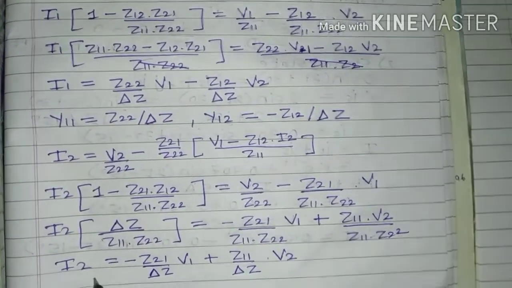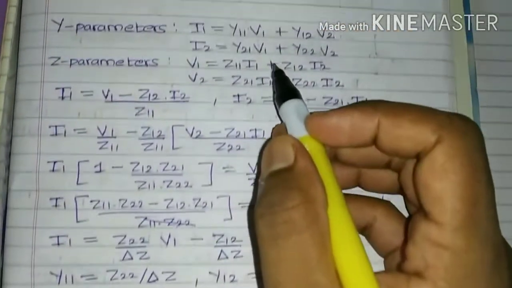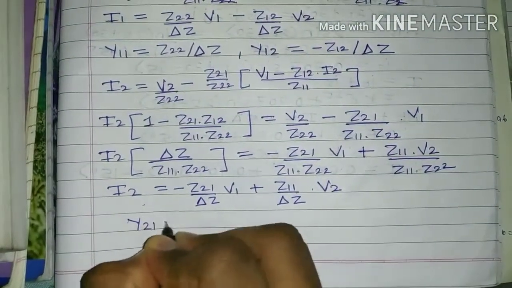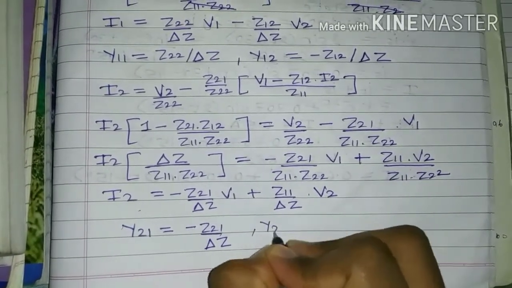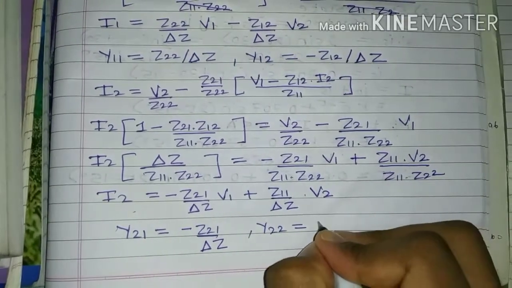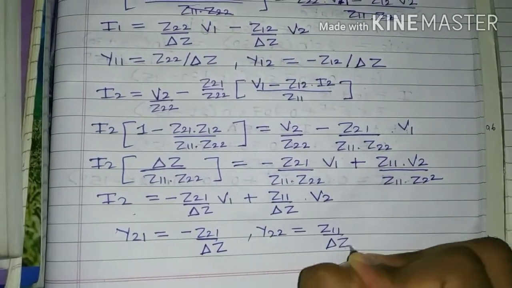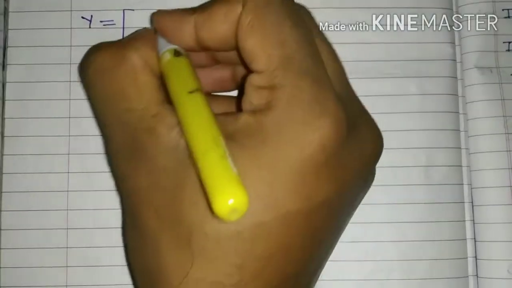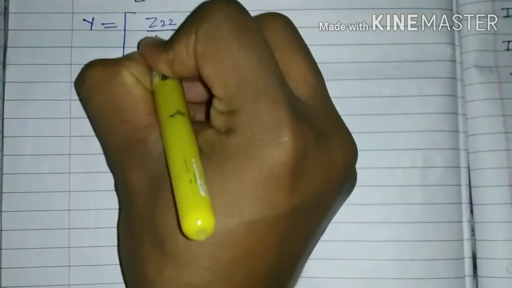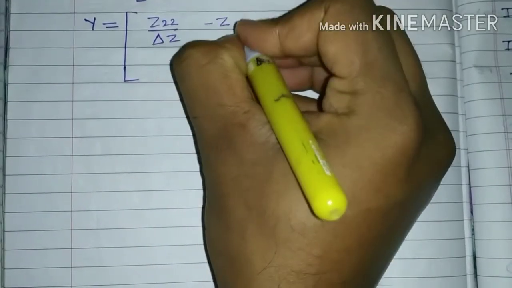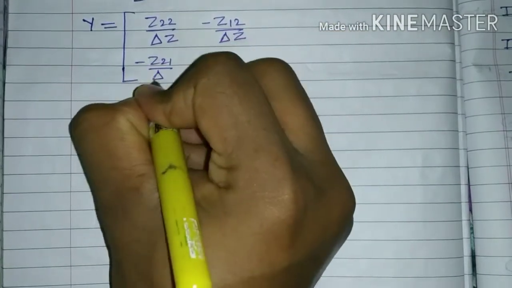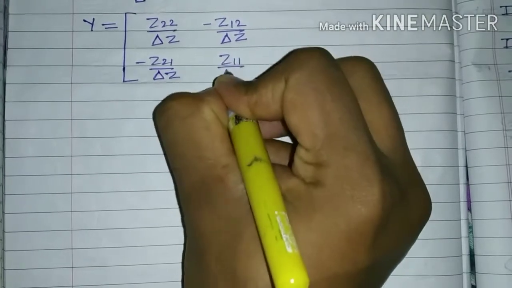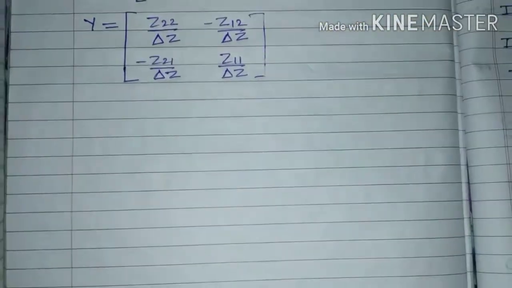So on comparing I2 with this equation of I2, we get Y21 is equal to minus Z21 upon delta Z and Y22 is equal to Z11 upon delta Z, correct? Hence Y11 is equal to Z22 upon delta Z, Y12 is equal to minus Z12 upon delta Z, Y21 is equal to minus Z21 upon delta Z, and Y22 is equal to Z11 upon delta Z.